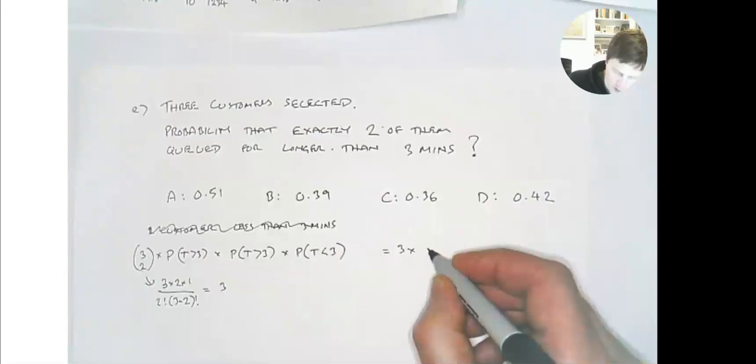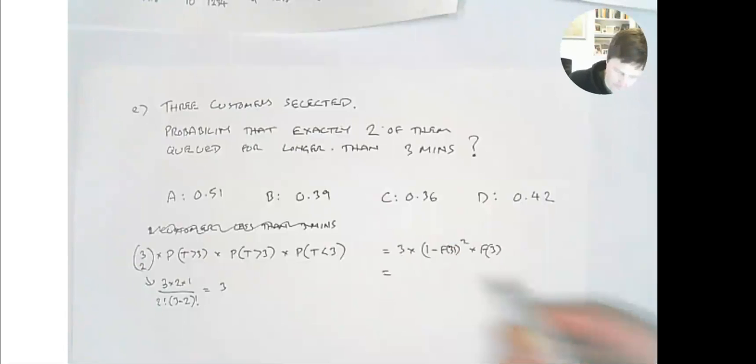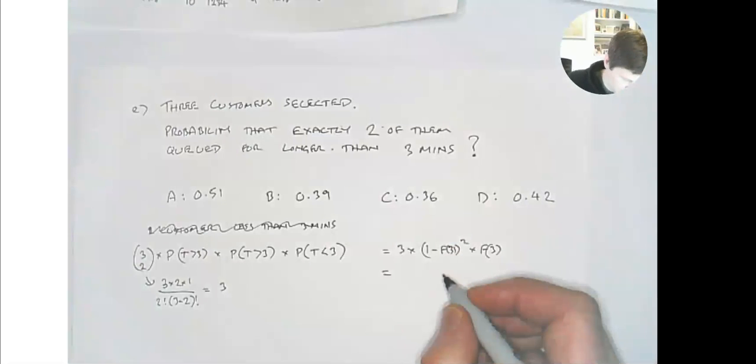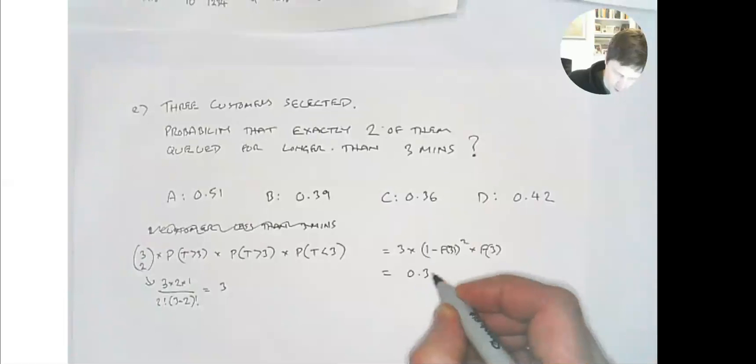So that's equal to 3 times, this probability is 1 minus F of 3, and that's squared because there are 2 of them, times F of 3, and that comes out at 0.39. Okay, good.